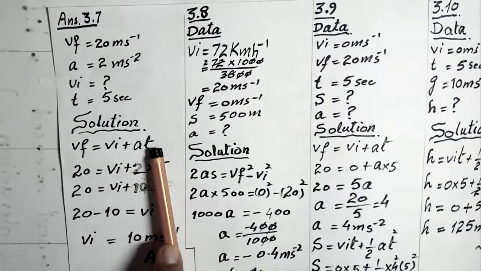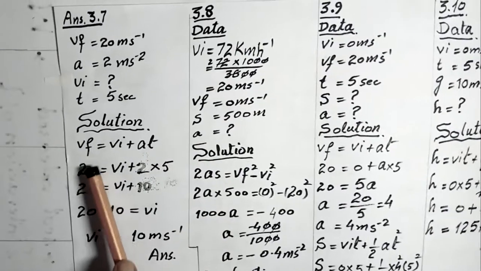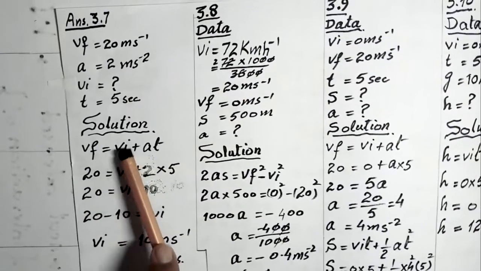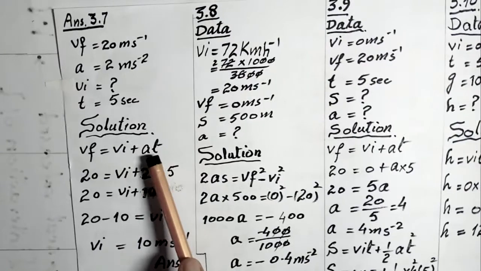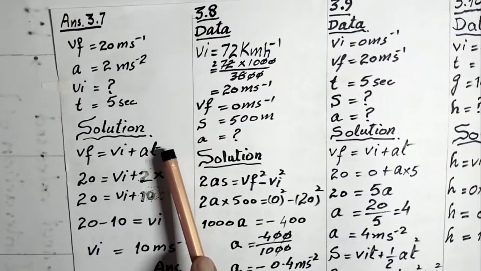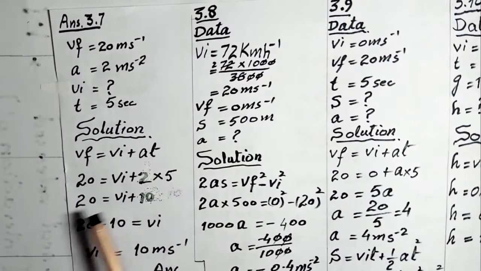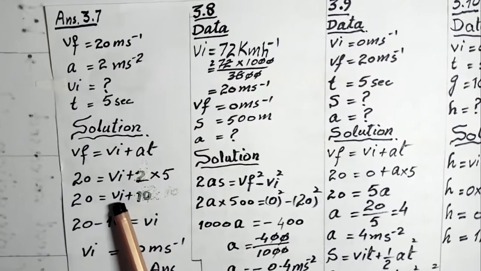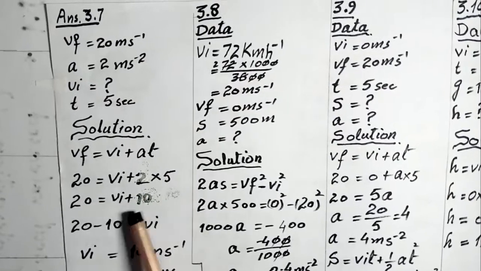Vf is equal to Vi plus At. In place of Vf you will write 20. Vi plus, instead of A, acceleration 2, and instead of time you will write 5. So 20 is equal to Vi plus 2 5s are 10.